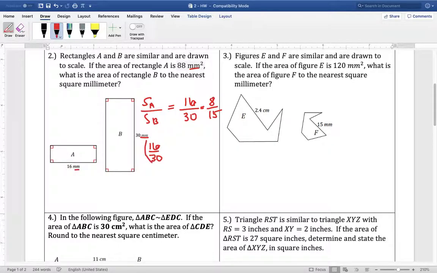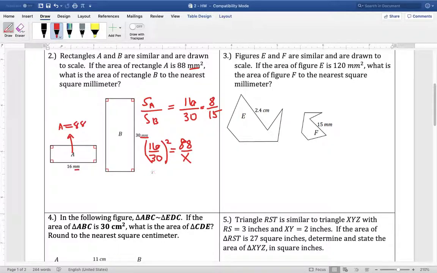And if we square this ratio and set it equal to the ratio of the areas, and we already do know one of these areas, this rectangle has an area of 88 millimeters squared. So if I put it on the same level as the side 16 in the numerator, there's an 88, and we put x down here so we can solve for the missing area of rectangle B.